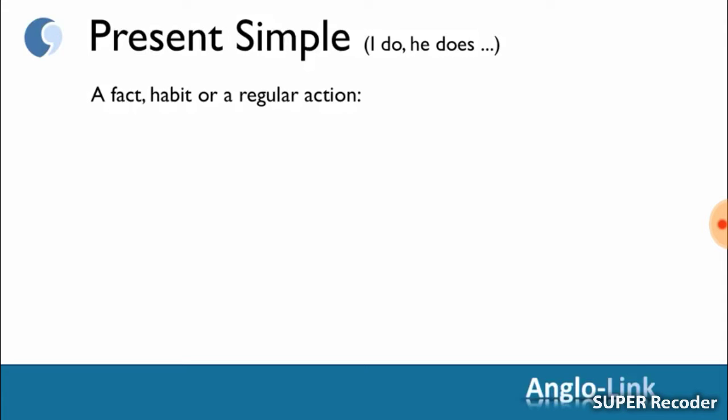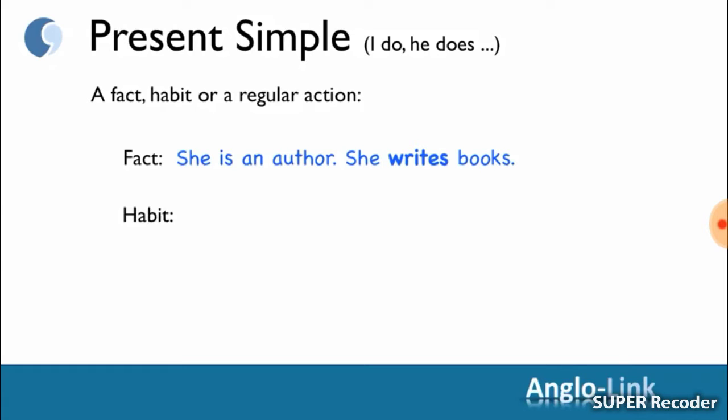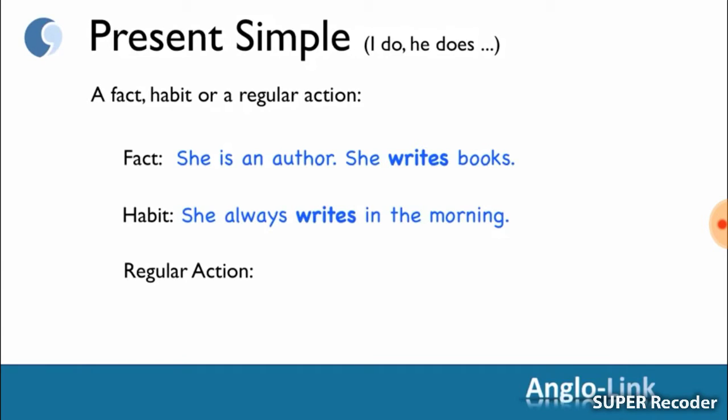Let's look at some examples. A fact. She's an author. She writes books. A habit. She always writes in the morning. And a regular action. She writes 2 books a year.